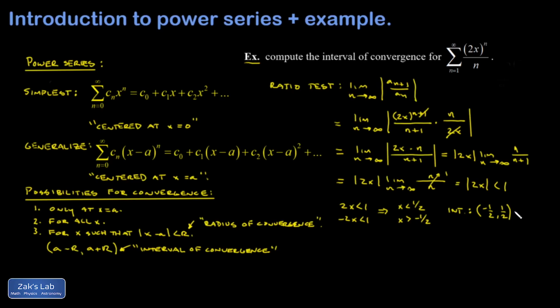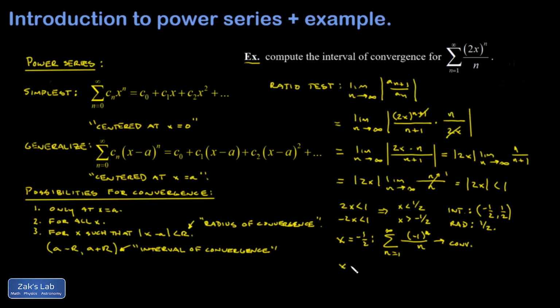I still have to check the endpoints. And I could say the radius of convergence. That's just the distance from the center point out to the ends of the interval. That's 1/2. Okay, let's check the endpoints. If I plug in -1/2 for x, my series becomes the sum as n goes from 1 to infinity of (-1)^n over n. So 2 times -1/2 is just -1. Well, I recognize this immediately as the alternating harmonic series, and we've already proven this converges.